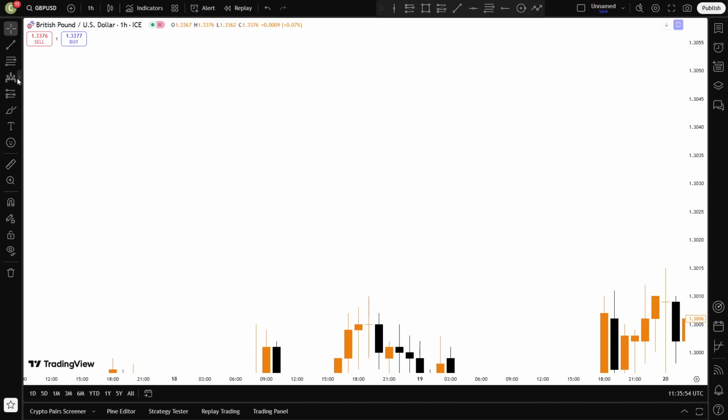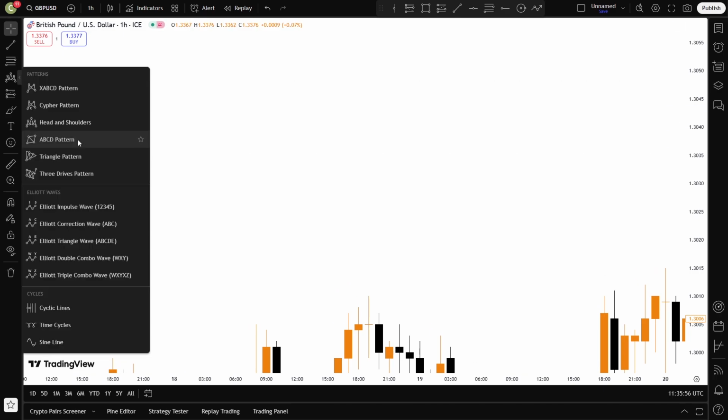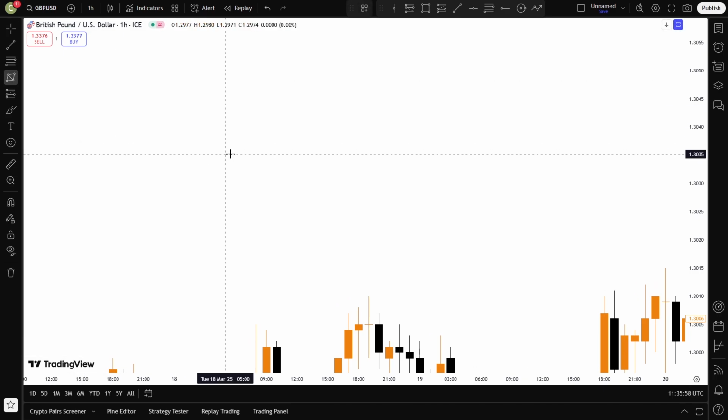So the next one after the head and shoulders is the ABCD pattern. The ABCD pattern is a 3-leg 4-point pattern used to identify potential price reversals. It's based entirely on Fibonacci symmetry. The length and timing of each leg mirror each other. It comes in two versions: the bullish ABCD, where you buy at point D, and the bearish ABCD, where you sell at point D. And I'm going to show you an example of using the ABCD pattern.